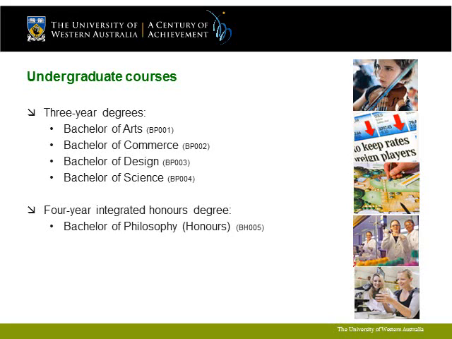The University of Western Australia offers 5 bachelor degrees: the Bachelor of Arts, Bachelor of Commerce, Bachelor of Design, and Bachelor of Science will be of 3 years duration. The Bachelor of Philosophy Honours is a 4-year degree program.